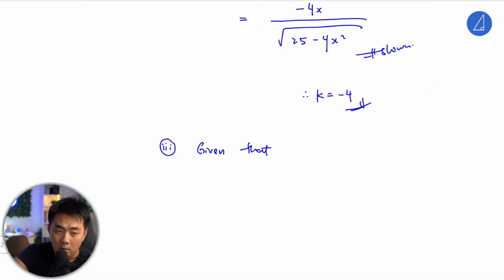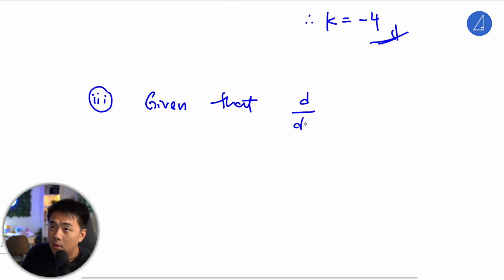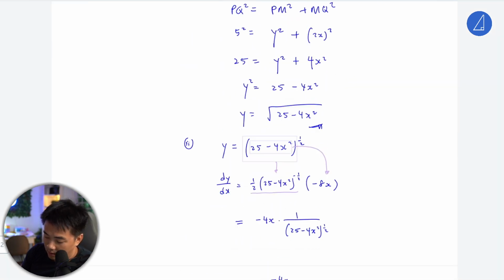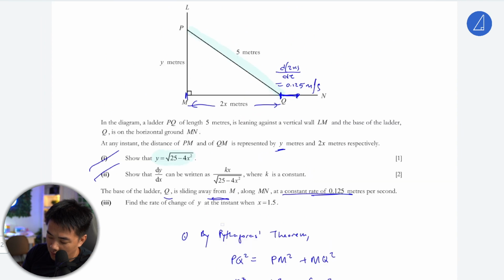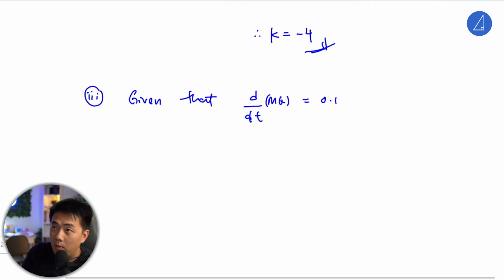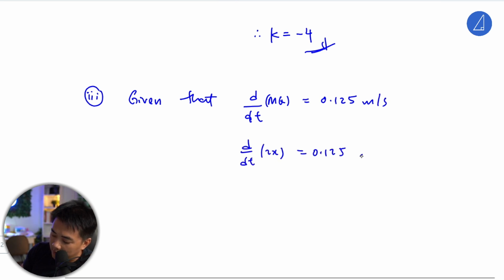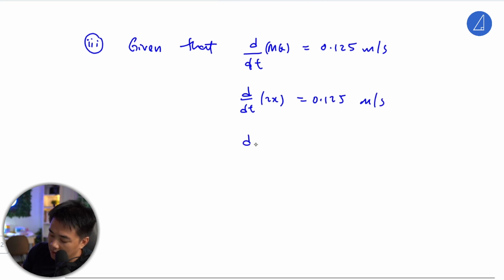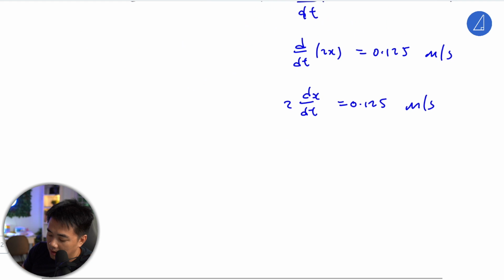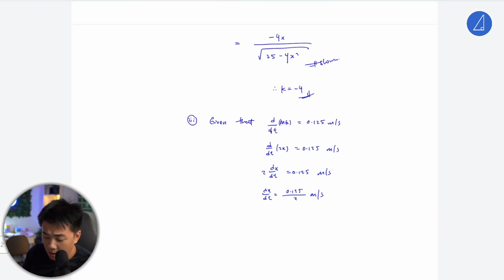This is slightly trickier. What we need to understand is that dMQ/dt is equal to 0.125 meter per second. MQ is 2x, so d/dt of 2x is 0.125 meter per second. Meaning if you differentiate this, the 2 we can bring out, so dx/dt is equal to 0.125 over 2 meters per second. That's an interesting question.